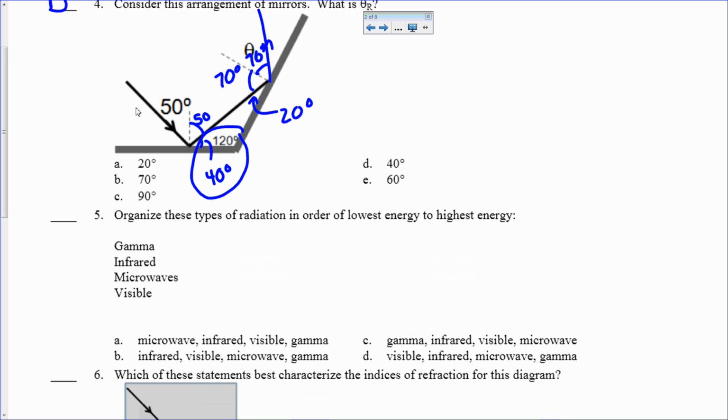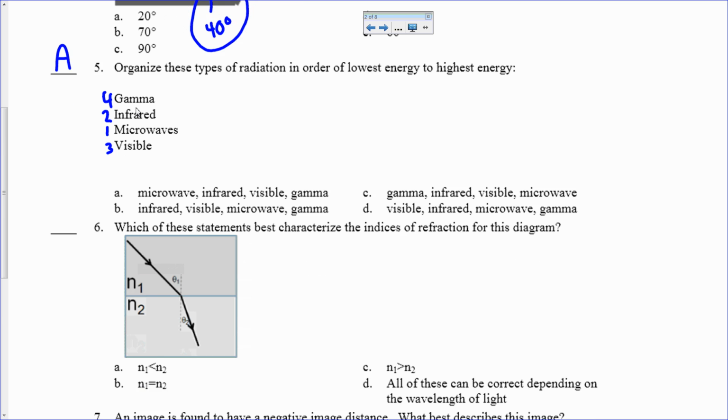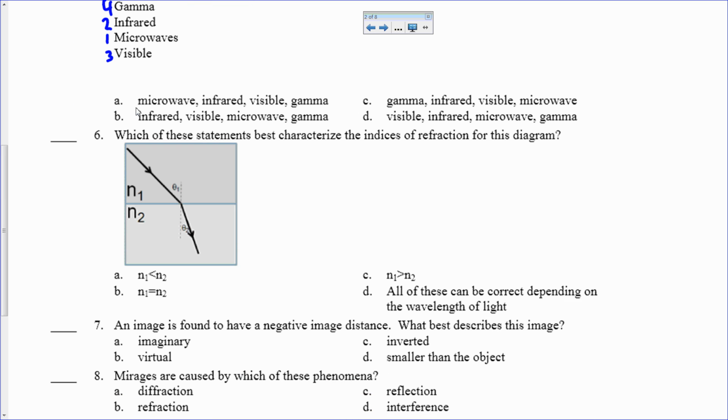Organize these radiations in the order of lowest to highest energy. All right, the lowest is microwaves, next is infrared, visible next, and then gamma rays. Microwaves are just a form of radio waves, a little shorter wavelength. So it's A.